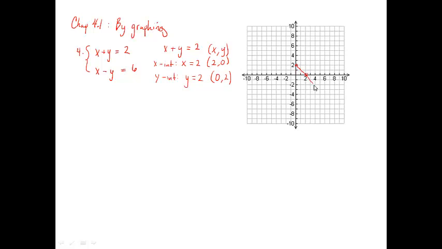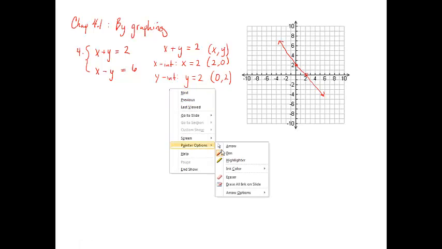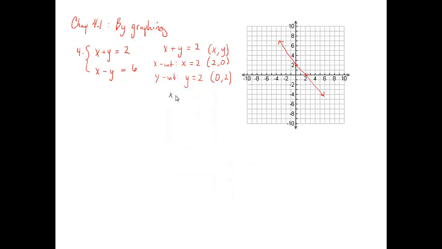Connect your points. A little messy, but that's your line. That's the graph of the first equation. Now let's try the second one. The second one is x minus y equals 6. Again, we're going to use the x and y intercepts.